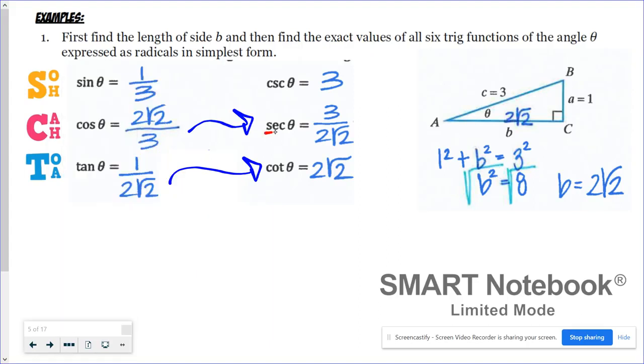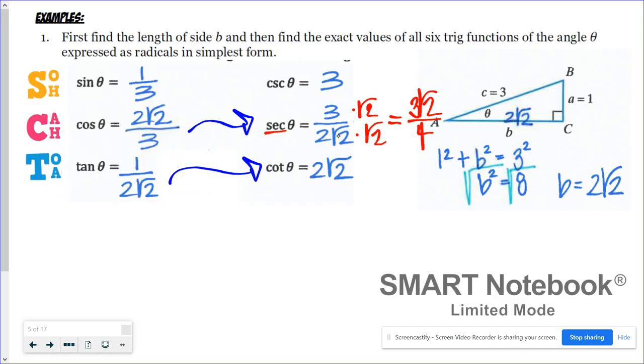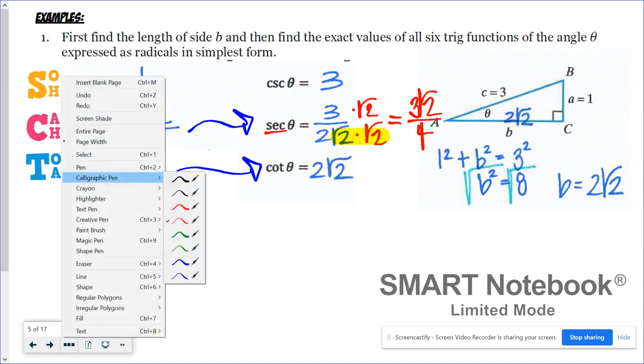So whenever you see, like with secant here, the square root of 2 on the bottom, it can't be there. So what we do is we simply multiply it by the square root of 2. But we have to do that on top too, because we've got to keep things fair and balanced. So on top, what we end up with is 3 root 2. On the bottom, we're going to end up with 4. And remember, we're getting 4 because the square root of 2 times the square root of 2 is 2.